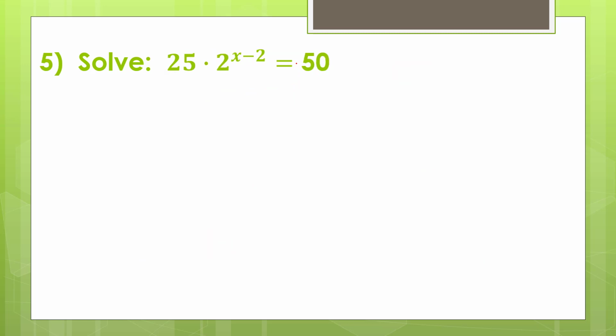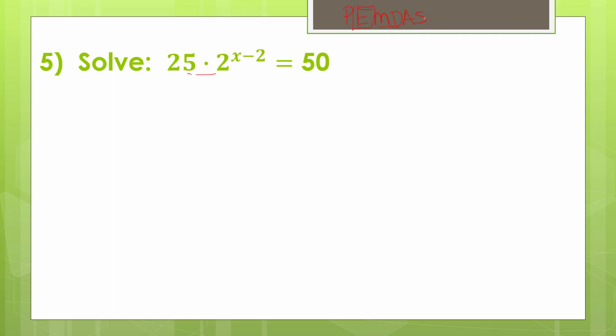All right, solve. 25 times 2 to the x minus 2 is equal to 50. Now, our natural desire is to want to multiply these two together. Remember your order of operations, PEMDAS: parentheses, exponents, multiplication, division, addition, subtraction. We cannot do any multiplication and division until we have first cleaned up the exponent.